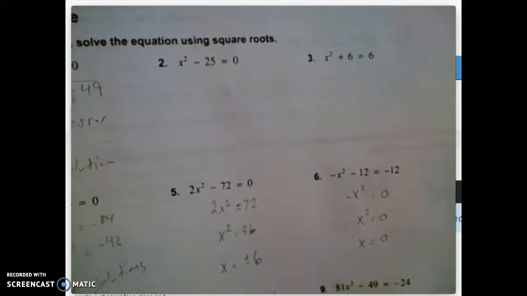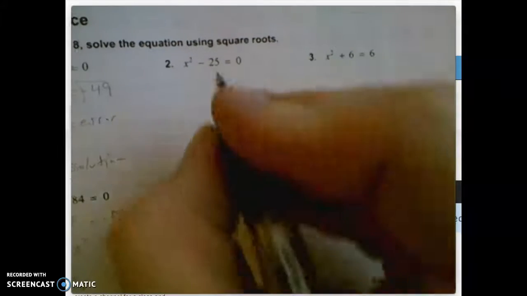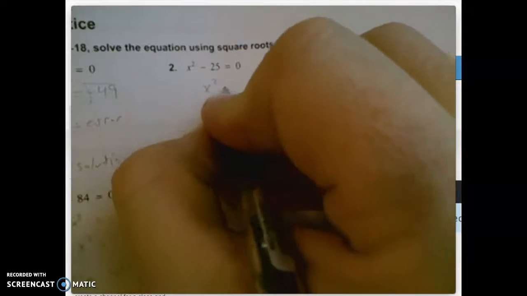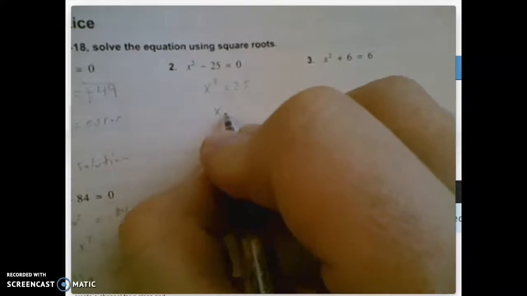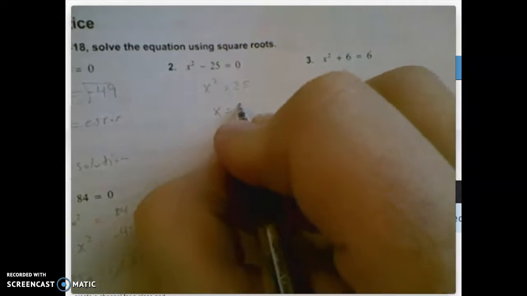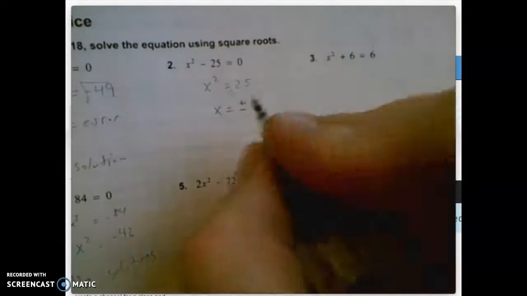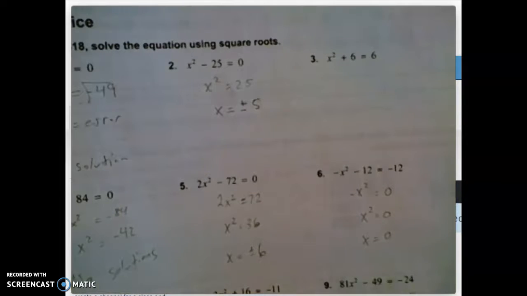We have x squared minus 25 equals 0. So add 25 to both sides. Take the square root. Now because we're taking the square root of a positive number, we have the plus and the minus. There's two solutions, and it equals plus and minus 5.